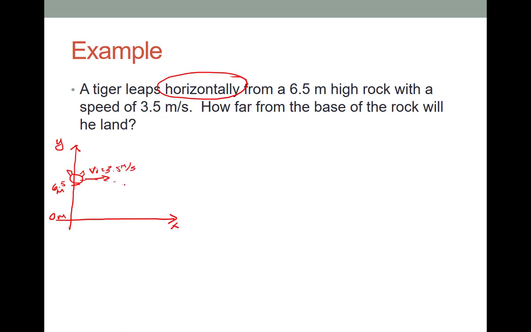As we know, this path will be a parabola. This is what I want to know: how far from the base of the rock does he land? I'm going to let the base of the rock be at 0 meters. My acceleration is gravity downward. And my picture at this point is complete.